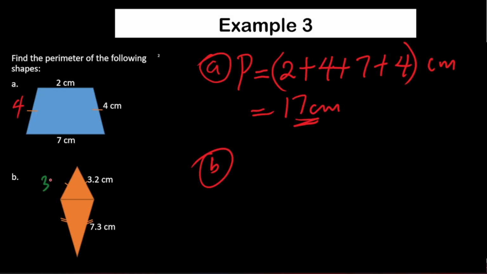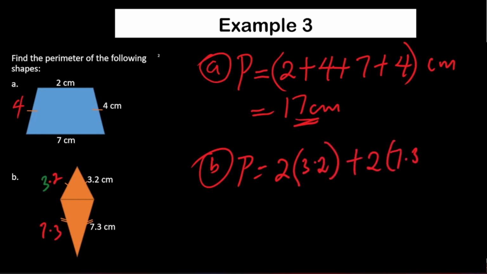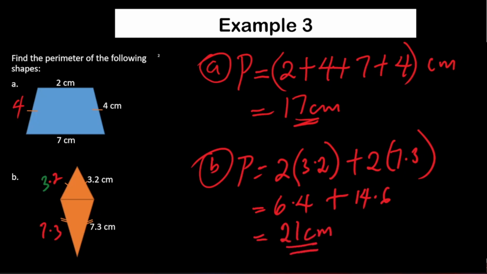So this is going to be 3.2. So this would then be 7.3. So in that case, that means the perimeter of a kite is what? 2 times 3.2 plus 2 times 7.3. So 3.2 times 2 is equal to what? 6.4. Plus 2 times 7.3 is going to be 14.6. So when you add these together, this will give us what? 21 centimeters. When you add them together, that's what you're going to get, 21 centimeters. I hope this is very clear.